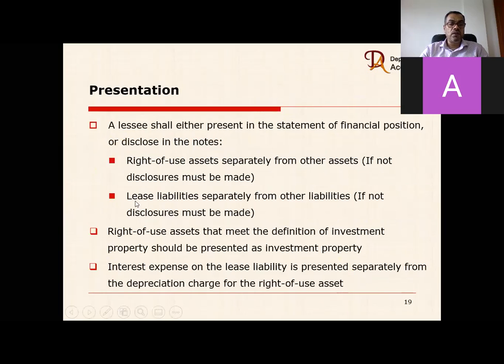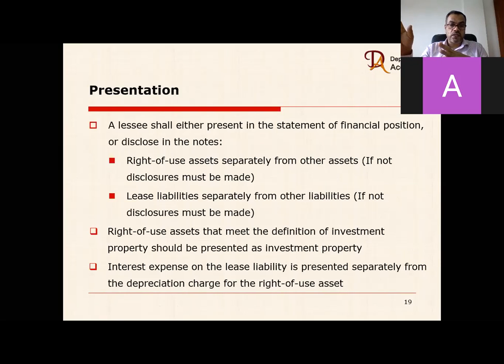Presentation: all expenses arising from lease should be recognized in the statement of profit or loss in two ways. Number one is the interest charge, or the diminishing amount of the lease liability. It is nothing but your interest component. Therefore, it is an interest; we can call it a broader category called finance expense. But at the same time, you have recognized your asset. That asset also has to be depreciated. Then the depreciation cost will be there.